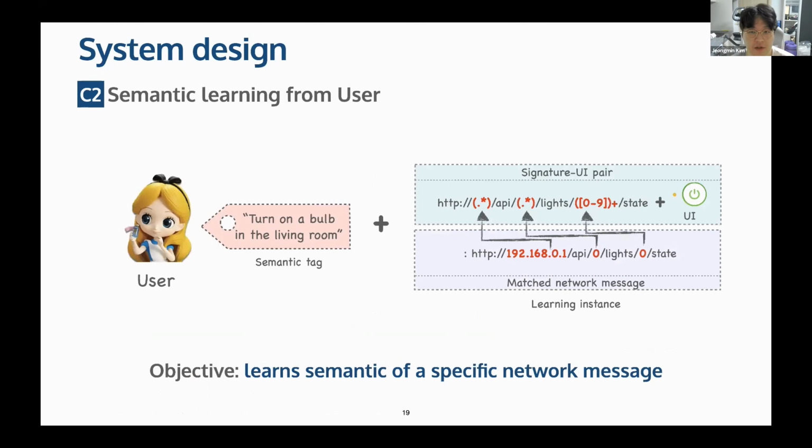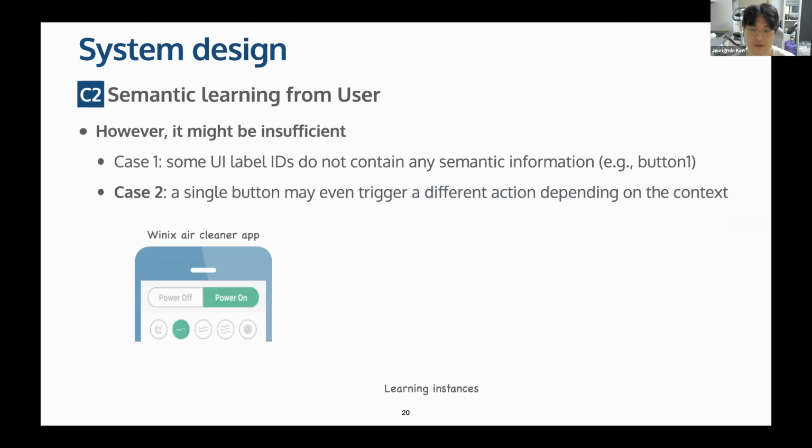As I mentioned earlier, Lumos extracts the UI label and sets it as a default semantic tag from the program analysis page. However, the default semantic tag might be insufficient. To address this, Lumos allows users to modify the default semantic tag. There are two cases when the default semantic tag is insufficient. First, some UI labels do not contain any semantic information. Case 2 is that a single button may even trigger a different action depending on the context.